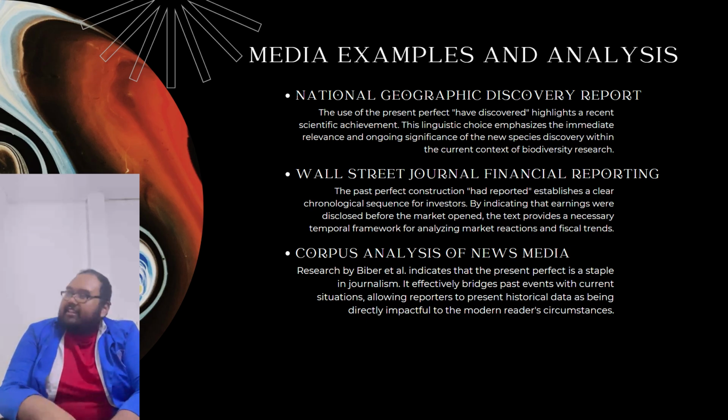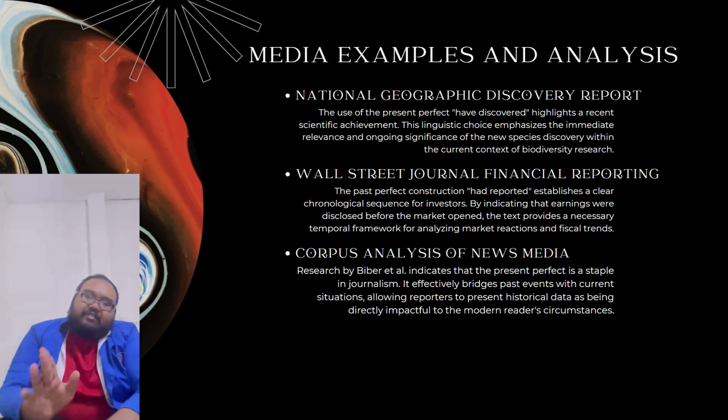Wall Street Journal financial reporting. The past perfect construction, had reported, establishes a clear chronological sequence for investors by indicating that earnings were disclosed before the market opened. The text provides a necessary temporal framework for analyzing market reaction and fiscal trends.